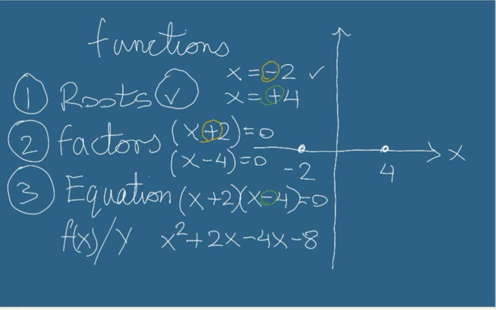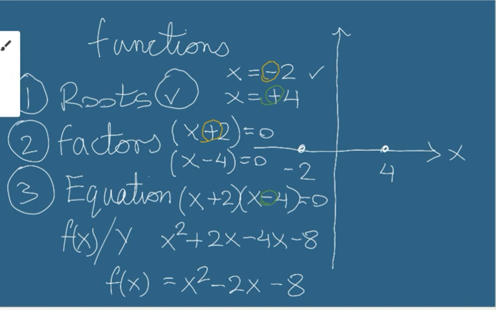Okay, and then finally f of x is equal to x squared minus 2x minus 8. So this graph will go through those points. It's positive. If we want to invert it, we could go minus f of x, multiply everything by -1, and it would look like this.